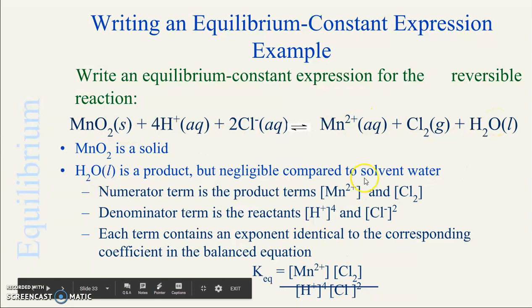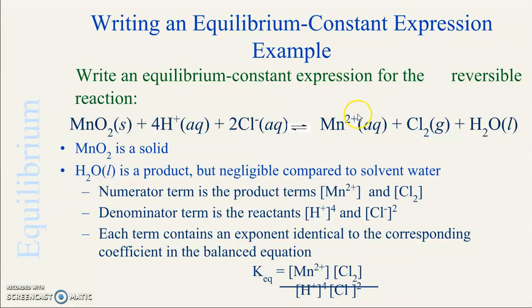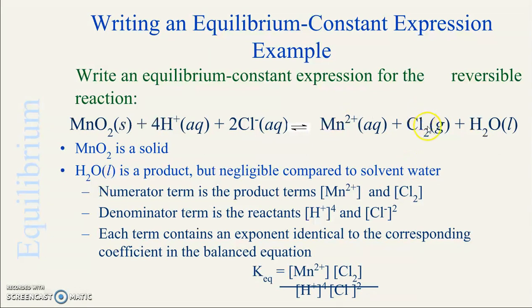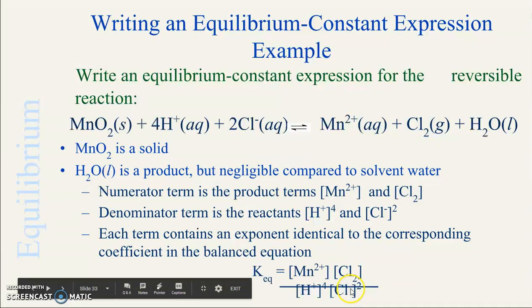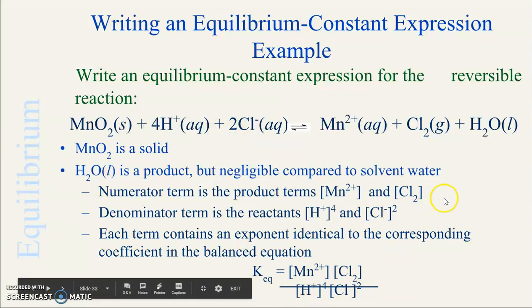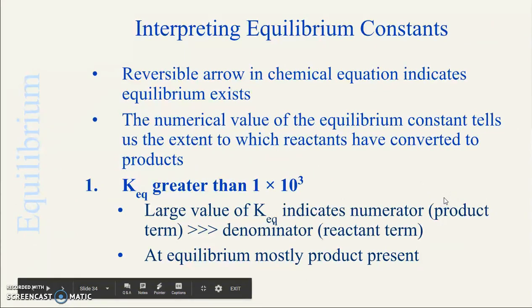We are concerned about the concentration of Mn2+, the manganese ion, as well as the chlorine gas. You notice those have no coefficients, so they have no exponents, divided by the concentration of hydrogen to the fourth power because it has the exponent of 4, and then times the concentration of chlorine, and it's to the second power because it has a coefficient of 2. So that's how you would write the KEQ, or the equilibrium constant, for this reaction.